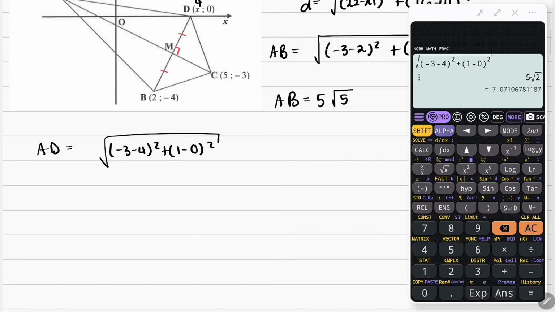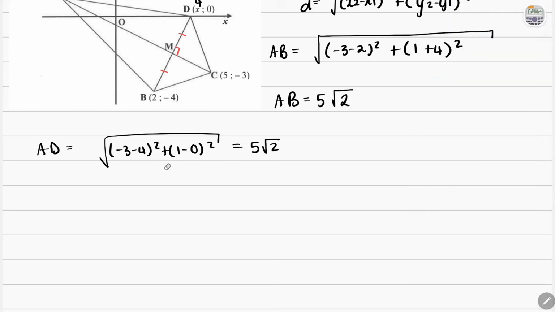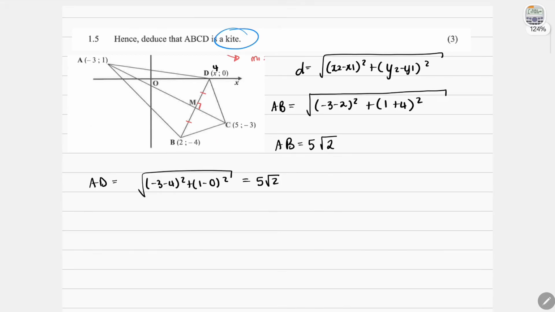And that's also 5 square root 2. Okay, I noticed I said square root 5, square root 2. Okay, 5 square root 2. So this is also equal to 5 square root 2. So 5 root 2. And so these two are equal. Now let's just get the other pair.